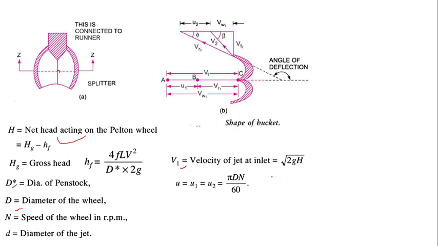Whereas V1 is equal to root 2gH, already seen in many subjects. After solving Bernoulli's equation, we came to know that V1 is equal to root 2gH. Whereas U1 and U2 in the Pelton wheel are the same, so U is equal to pi D N by 60.